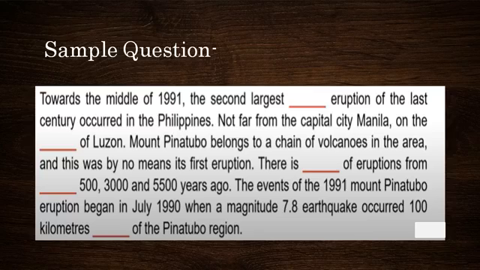Century occurred in the Philippines, not far from the capital city, Manila, on the island of Luzon. Mount Pinatubo belongs to a chain of volcanoes in the area, and this was by no means its first eruption. There is evidence of eruptions from approximately 500, 3,000, and 5,500 years ago. The events of the 1991 Mount Pinatubo eruption began in July 1990, when a magnitude 7.8 earthquake occurred 100 kilometers northeast of the Pinatubo region.